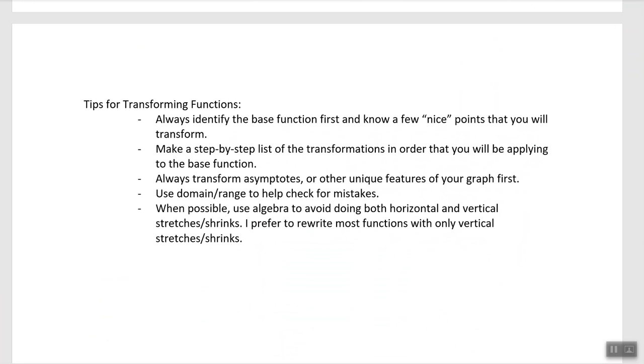Use domain and range to help check for mistakes. This is another way you can see if you've made mistakes. And then lastly, when possible, use algebra to avoid doing both horizontal and vertical stretches and shrinks. I personally tend to try to rewrite them so I only have to do vertical stretches and shrinks. But your teacher and you might prefer something different.